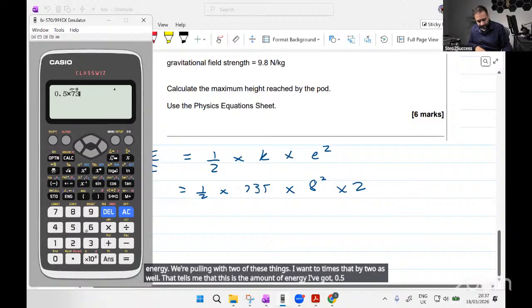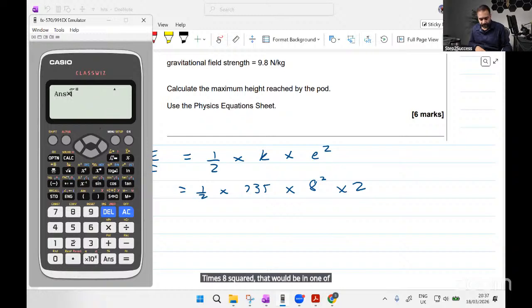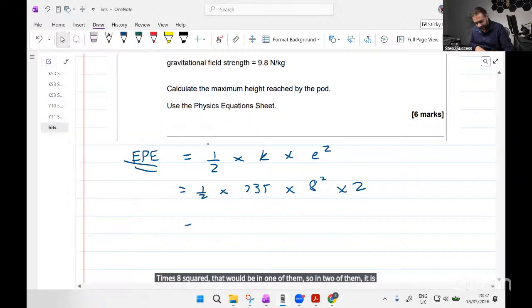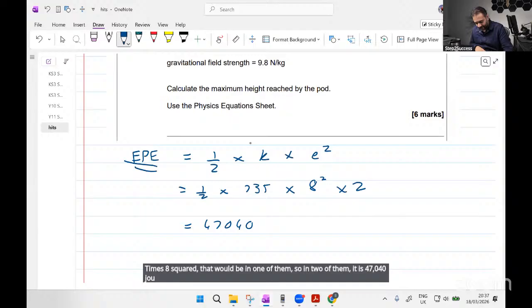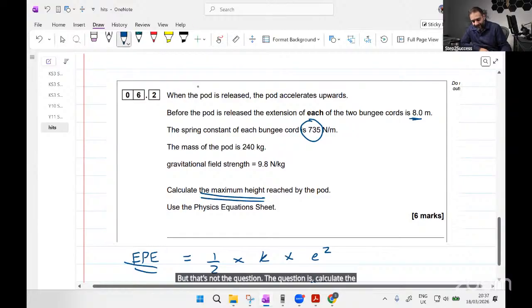0.5 times 735 times 8 squared. That would be in one of them. So in two of them, it is 47,040 joules of energy. But that's not the question. The question is, calculate the maximum height reached by the pod.